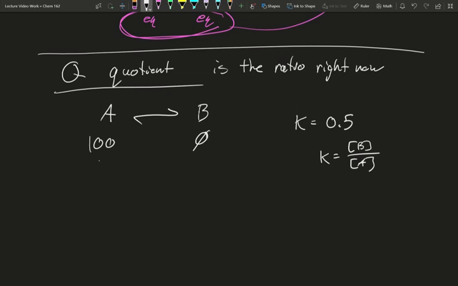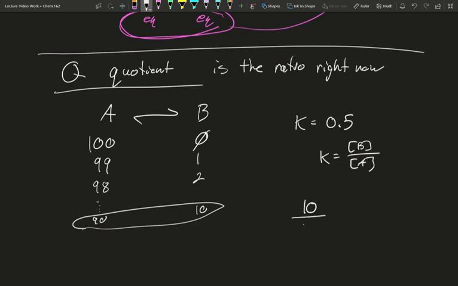But over a little bit of time, A decreases and I get some B. And maybe over a little bit of time, it happens again. And eventually, we'll get even further down. Let's say we get to this point. 10 of my starting material have converted. Well, I go and plug that in. I say, hey, my B is presently 10, my A is 90. So if we take 10 divided by 90, we calculate 0.111 repeating.